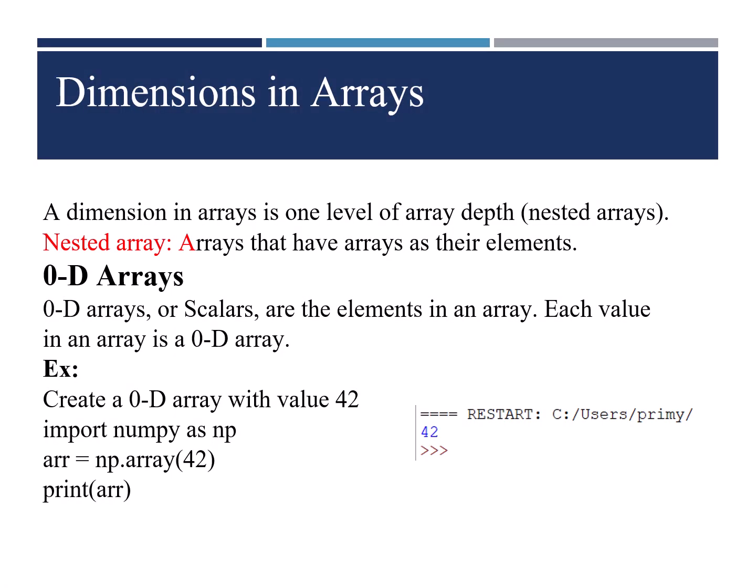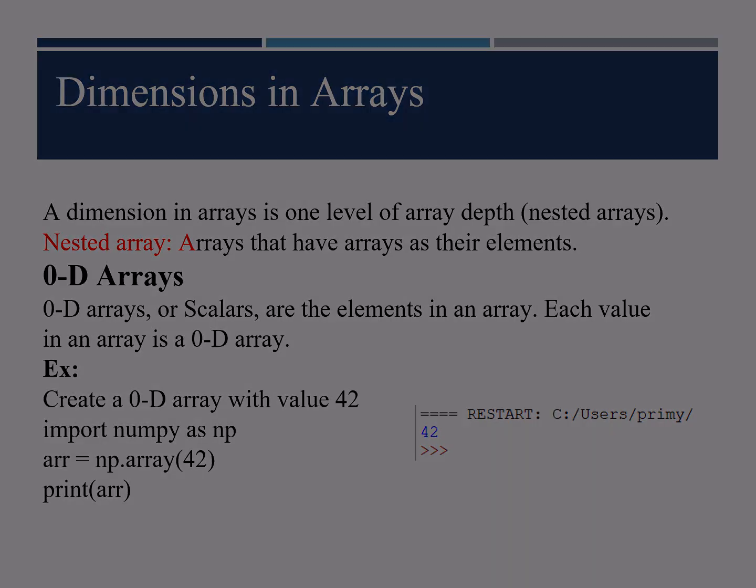Now, to check the dimensions of arrays, we have 0D, 1 dimension, and 2 dimensions. First we'll discuss 0D arrays. Zero-dimensional arrays are scalars, the elements available in an array. Each value in an array is a 0D array. Here the example is: import numpy as np, and in the next line arr equal to np.array of 42. It is a single value. Now when you print arr, the output we get is 42. So this is an example to create 0D arrays.